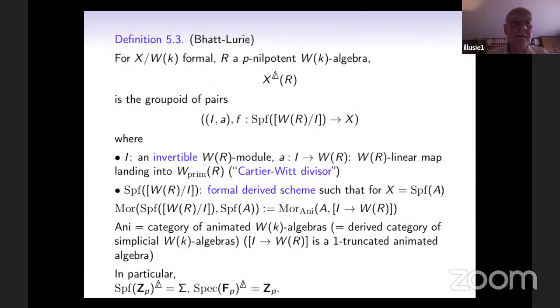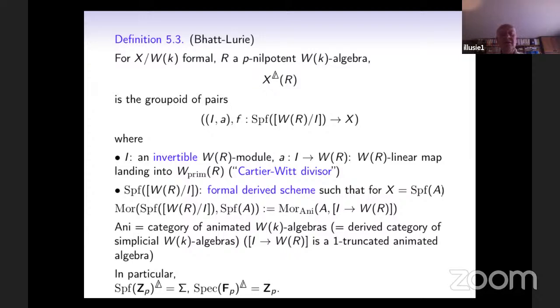And now let me recall the even more complicated object for X over W(k) formal. So X is controlled by its point values in p-nilpotent W(k) algebras R. So to any such R, you should associate a groupoid, X prismatic, X prism of R. So this is a prism of pairs.